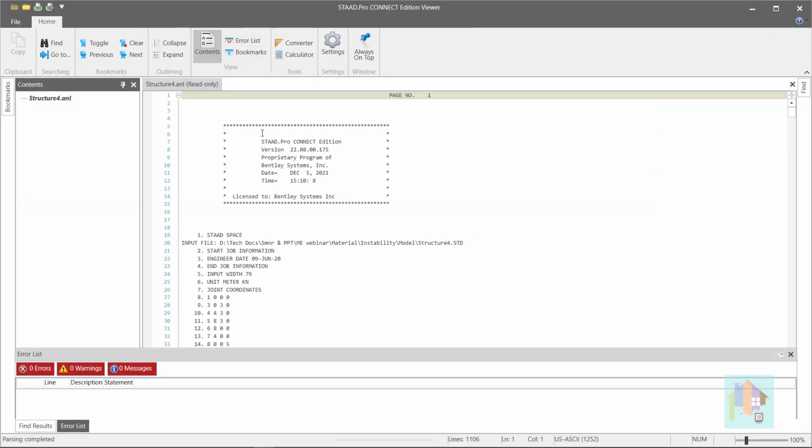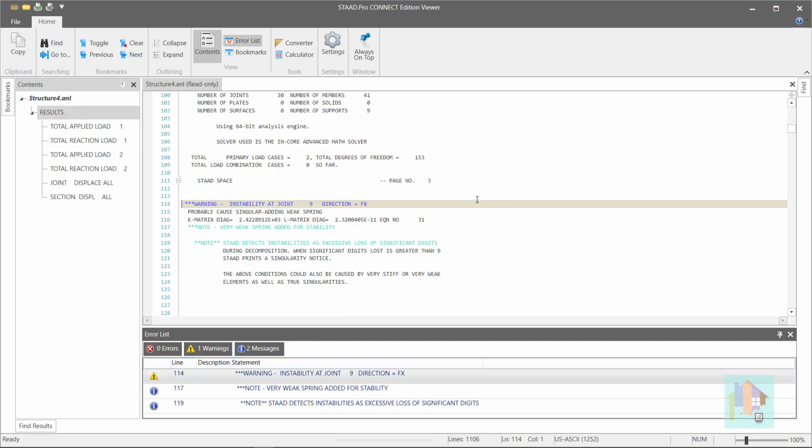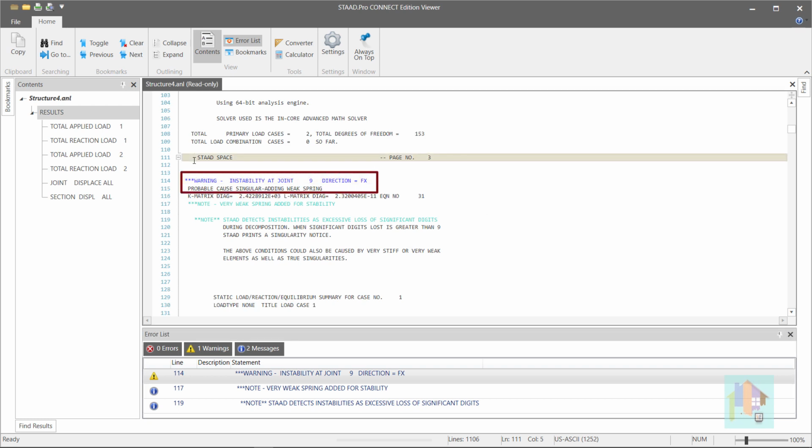Before going into the details, let's talk about the instability message which is reported in the output. Node number and direction of instability is reported here, similar to the zero stiffness warning, but for instability, the direction is not mentioned as a number. Rather, the actual direction of instability is reported. Using this information, we can locate the portion of the structure where the problem occurred. Along with this, another note is reported. A weak spring is added for stability.